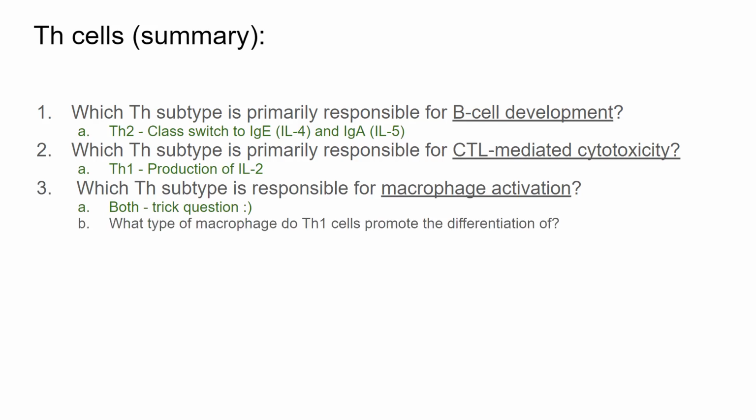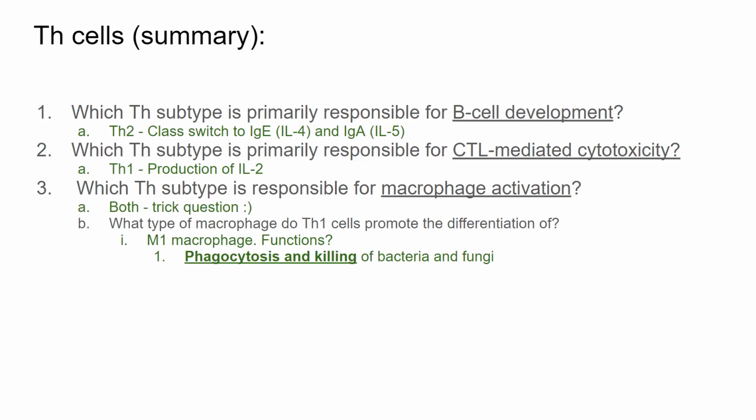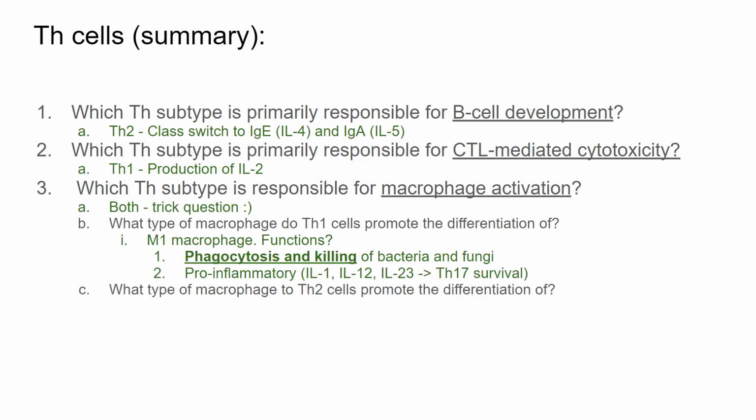Okay, so which type of macrophages do Th1 cells do? M1, good. What do M1 macrophages do? Kill, good. And they release pro-inflammatory mediators. What about Th2 cells? M2, good. What do M2 macrophages do? Fix, clean up. Anti-inflammatory, tissue repair, fibrosis, phagocytosing all that pus from neutrophils.